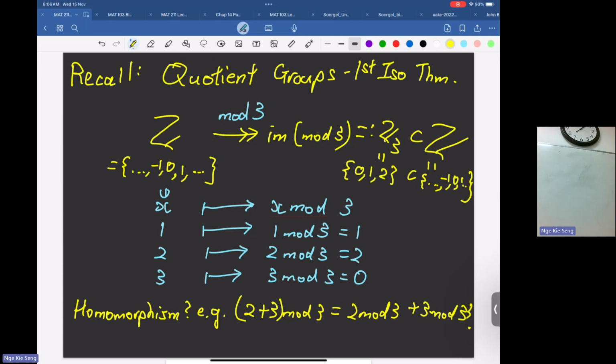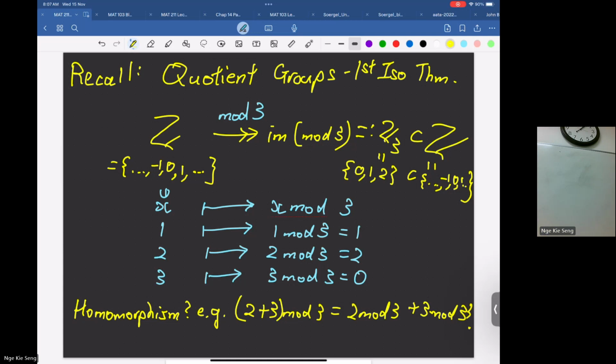Is this true in general? x plus y mod 3 equals x mod 3 plus y mod 3? True, because this is what you prove in discrete maths or number theory. If not, you can try and prove it. So this is a homomorphism, not injective, meaning there's a kernel. So what's the kernel of this map? What are the things that get sent to 0 here?